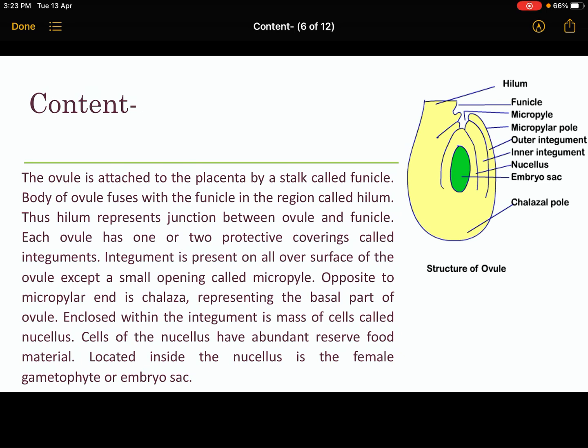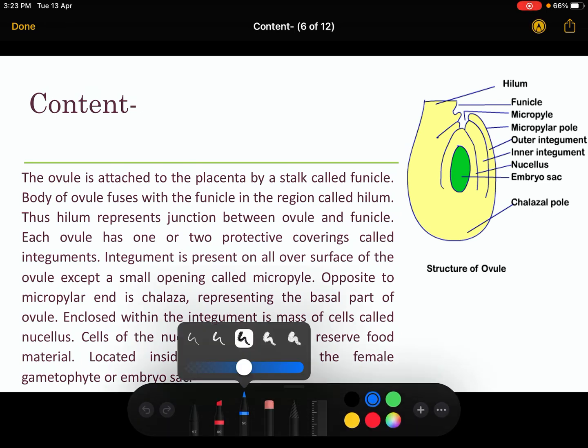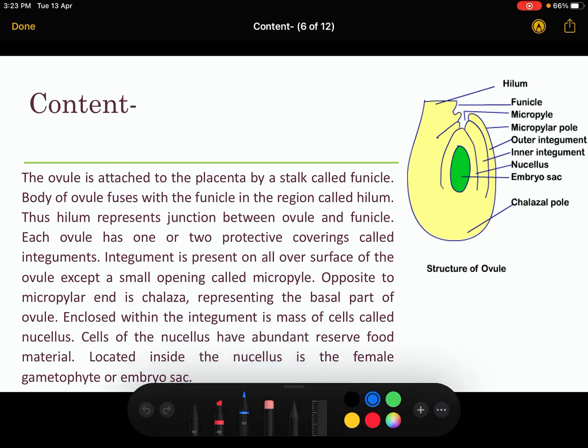See, this is the mature structure of an ovule. We saw in the previous slide that there are so many tiny ovules inside the ovary. This is the structure of one mature ovule. If you see one ovule under a lens, you will see this structure.